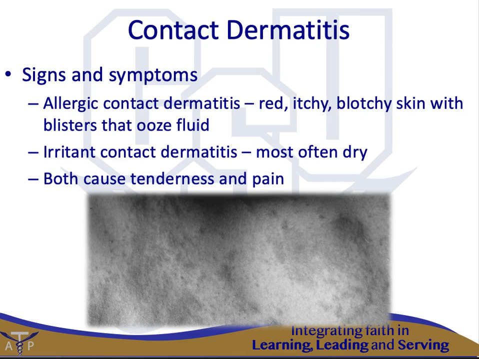Irritant contact dermatitis is most often dry, whereas allergen contact dermatitis creates blisters that ooze fluid. The fluid dries with a crusty appearance. Both types of contact dermatitis may cause tenderness and pain in the area. The irritant or allergen can leave a distinctive red rash, mark, or shape on the skin that identifies the actual object that was on that area of the body.